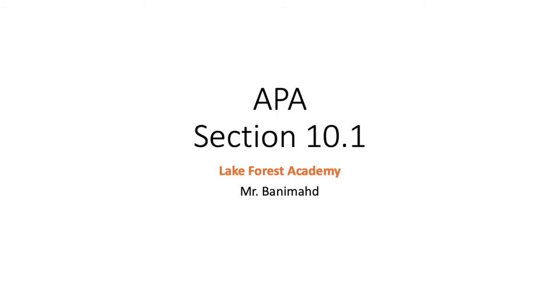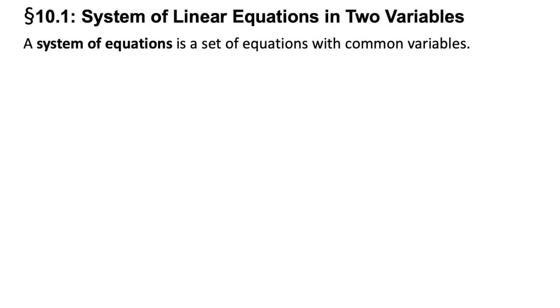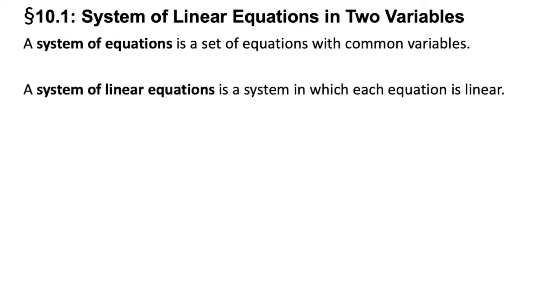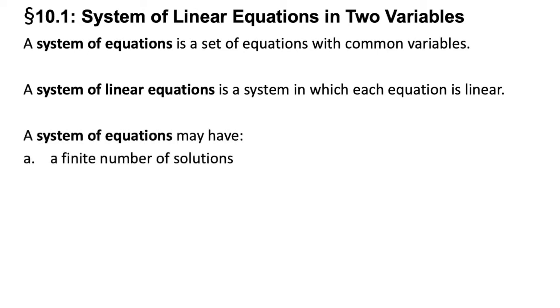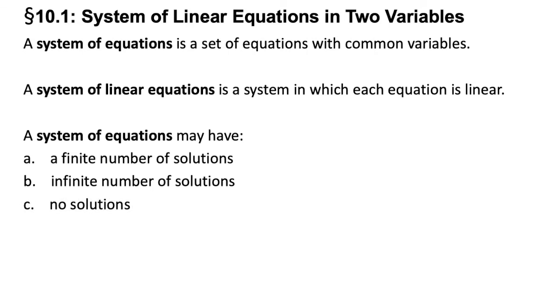Section 10.1 System of linear equations in two variables. A system of equations is a set of equations with common variables. A system of linear equations is a system in which each equation is linear. A system of equations may have a finite number of solutions, or infinite number of solutions, or no solutions.